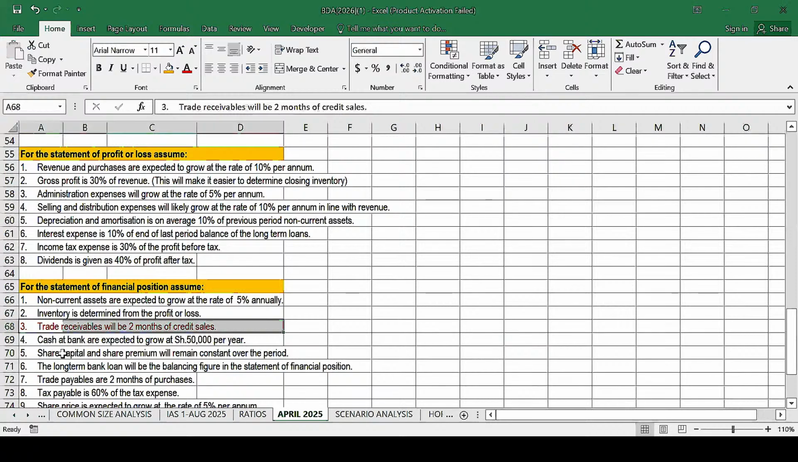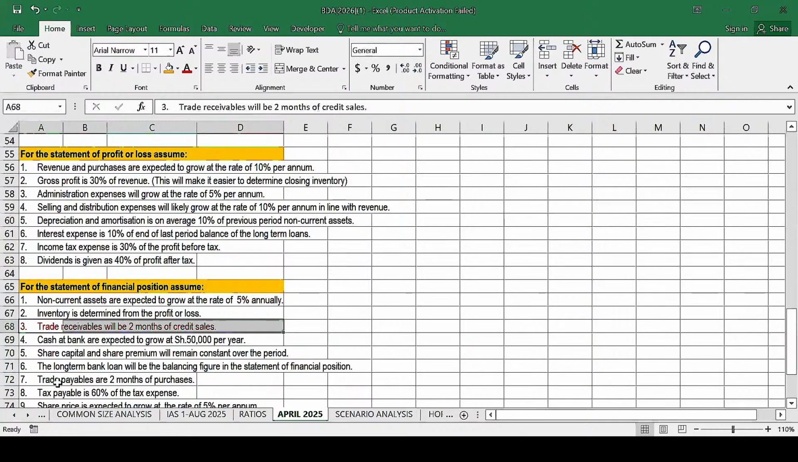And then we are told that the share capital and the share premium will remain constant over the period. And then you are told the long-term bank loan will be the balancing figure in the statement of financial position, just like the other question which we did yesterday.